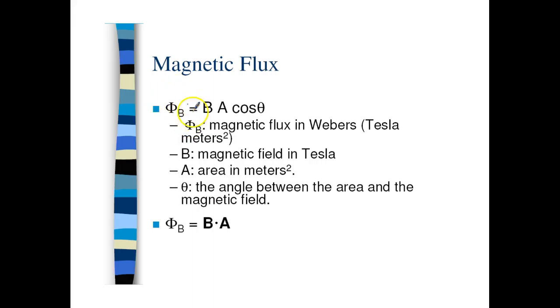So anyway, this is magnetic flux, and it's really just the magnetic field times the area of that circle or of the ring that we have, times the cosine of the angle between the area and the magnetic field. And if it's at maximum, we see that we just have this B times A. So this is actually B dot A. And that is how you find the flux for something.